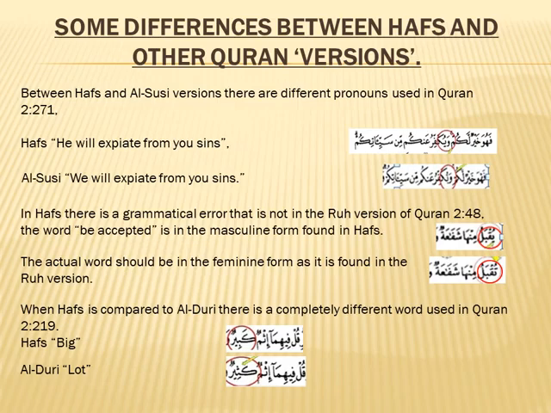As an illustration, consider some of the differences between Hafs and other versions. Between Hafs and Asusi versions, there are different pronouns used in Quran 2:271. In Hafs it says, He will expiate from you sins, yukaffiru. In Asusi it says, We will expiate from you sins, nukaffiru.